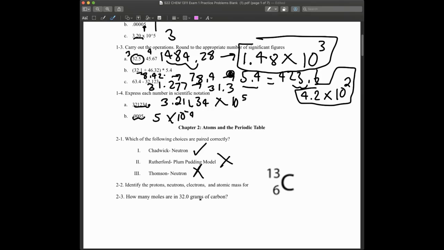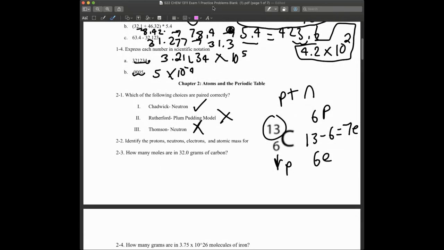Okay, so 22-2 asks, identify the protons, neutrons, and electrons, and the atomic mass for the symbol on the right. So this number here is our mass number, which is the protons plus neutrons. This one is our protons. So therefore we have 6 protons, right? And since we have 6 protons, we have 13 minus 6 neutrons, which is 7, and electrons are just the same as the protons, so we have 6.